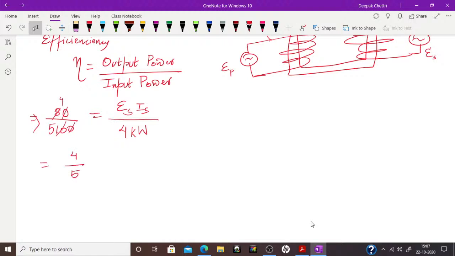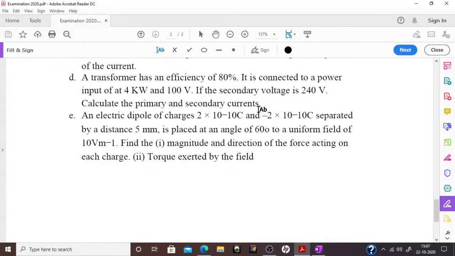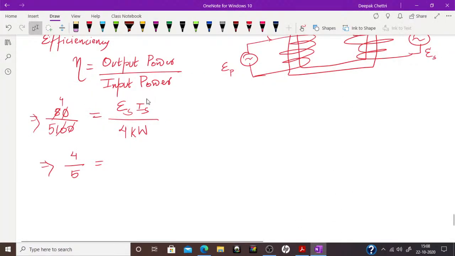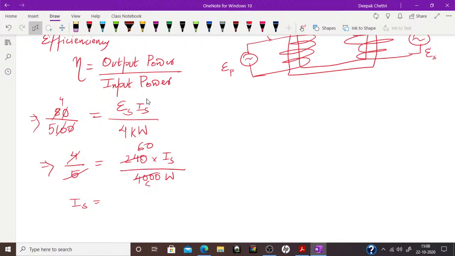4 by 5. Now one more thing they have told us, the output voltage. Look at the output voltage, it's how much? 240 volt, right? If the secondary voltage is 240, so instead of ES I can put 240. Now IS I have to find. So 4 kilo means what? 1000. So 4000 watt. Okay, so now if I solve this, the 4 and the 5 will cancel, you will get 800, so answer will be 80 by 6 ampere. Answer will be 1.3, no sorry, 13.3 ampere. This is the current that will flow in the secondary circuit.